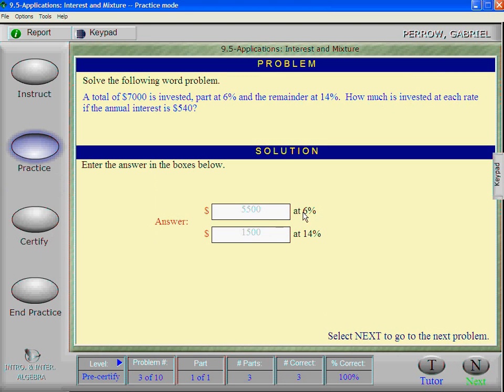So $5,500 for the first type of investment at 6%, $1,500 at 14%.